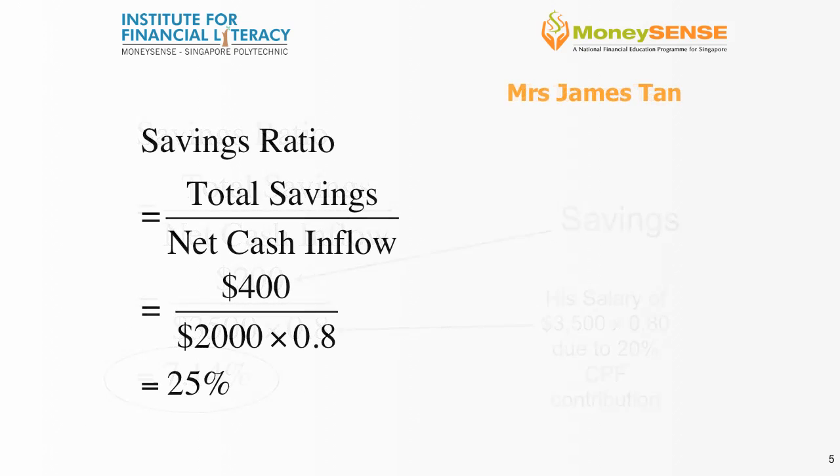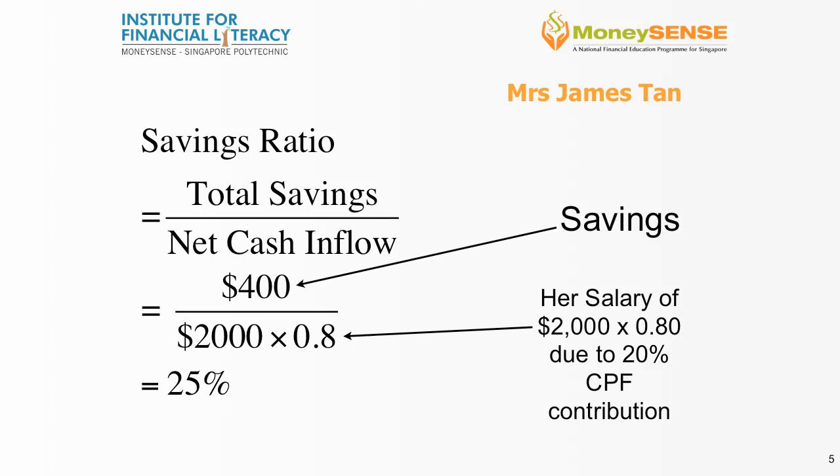Savings ratio for Mrs. James Tan. Mrs. James Tan saves $400 in cash every month. Her gross salary is $2,000. 20% is deducted from $2,000 for her CPF contribution. Her net cash inflow or take-home income is $1,600. Her savings ratio works out to be 25%.